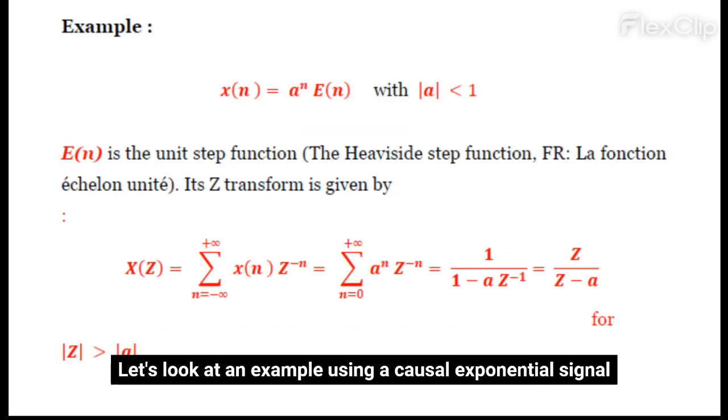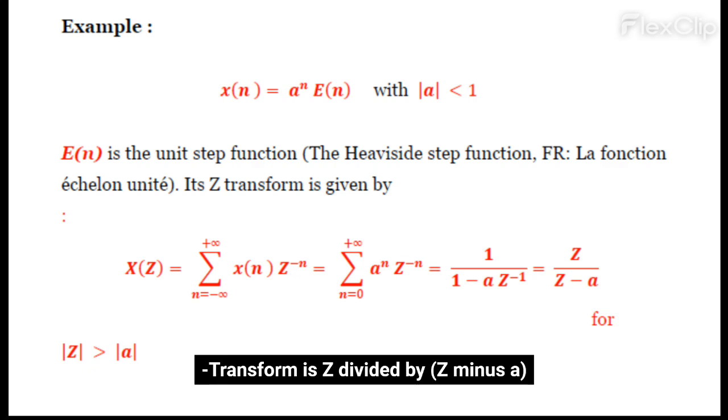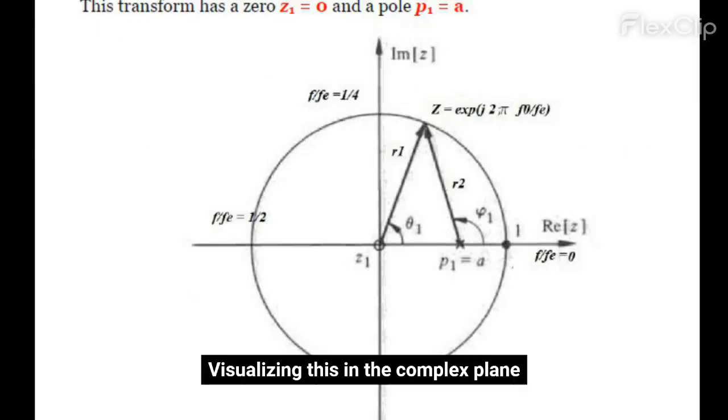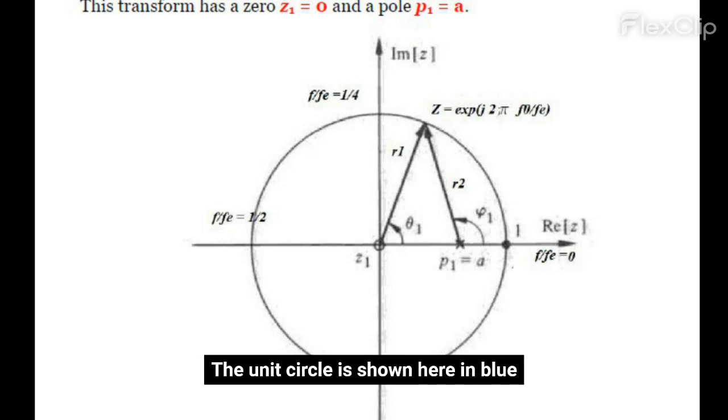Let's look at an example using a causal exponential signal. By applying the definition, we can sum the geometric series to find that the z-transform is z divided by z minus a. Note that this specific transform is only valid outside the circle defined by the pole at a. Visualizing this in the complex plane, we see a 0 at the origin and a pole at the value a. The unit circle is shown here in blue.